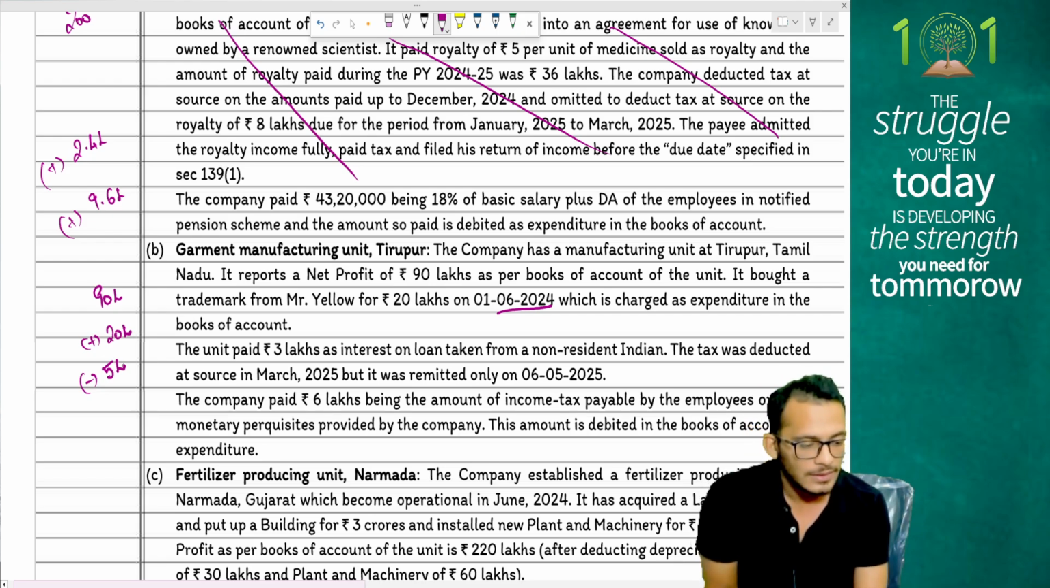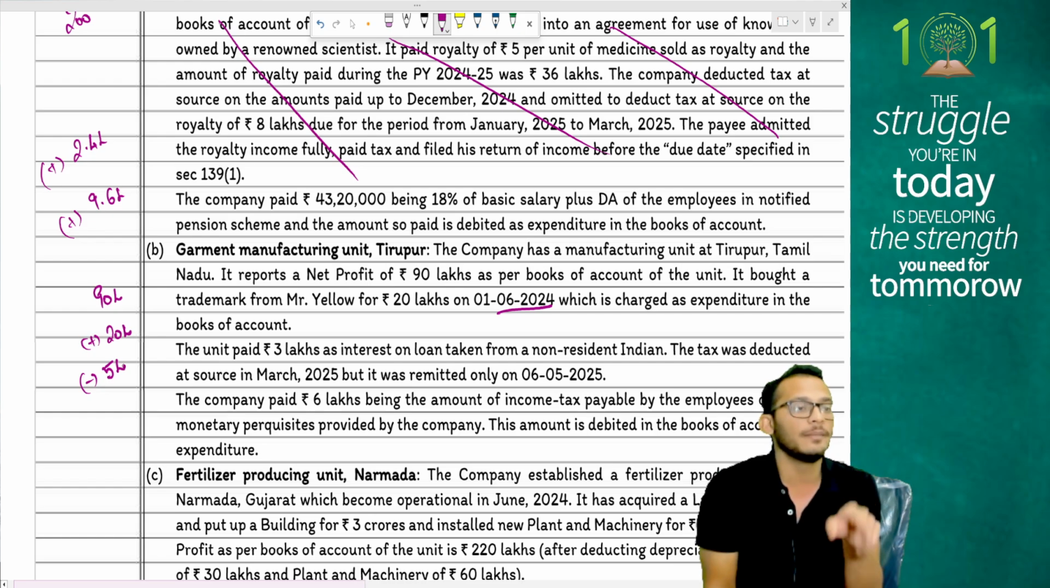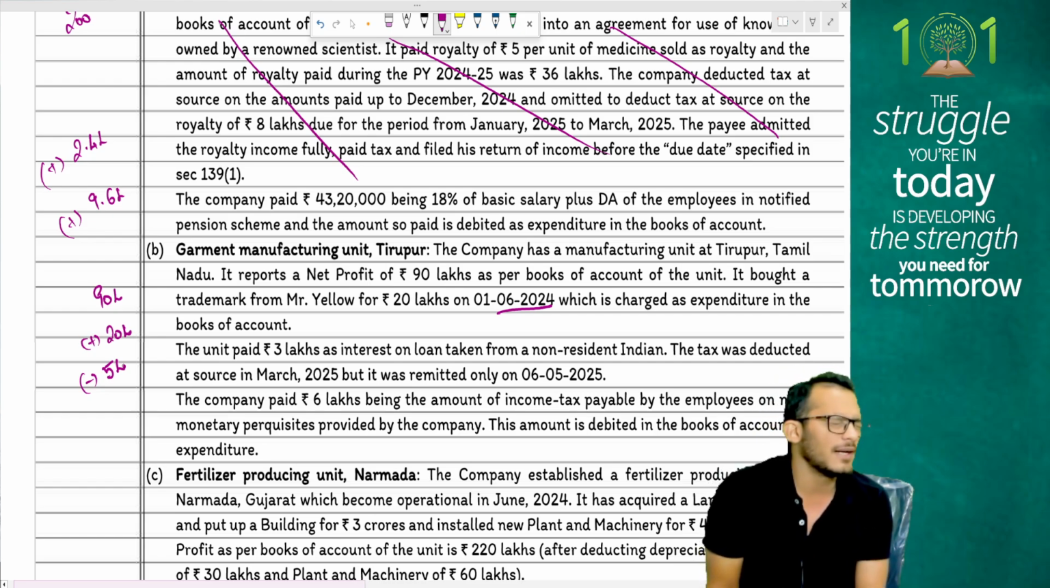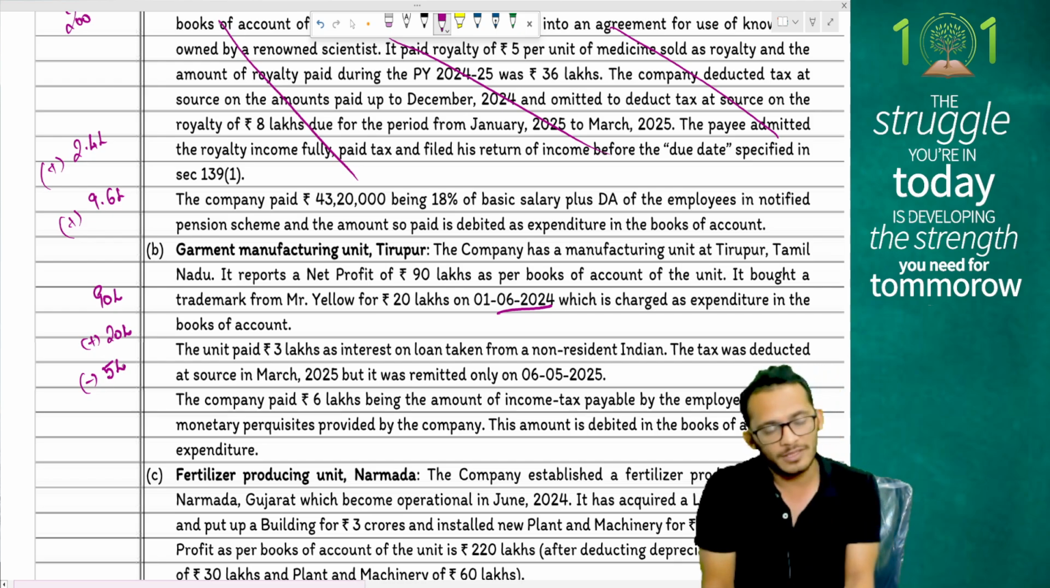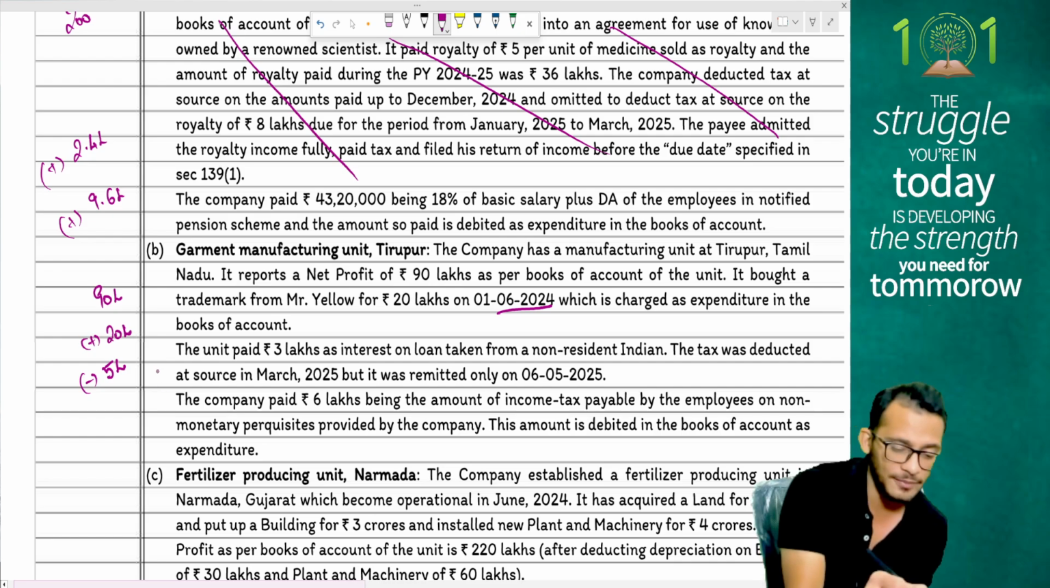Agreed. Move forward. The unit paid 3 lakhs as interest on loan from a non-resident Indian. The tax was deducted at source in March 2025 but was remitted only on 6th May 2025. People, deduction happened in March. Payment happened in May. You can make payment up to October. Therefore, ignore the information. No adjustment to be made.